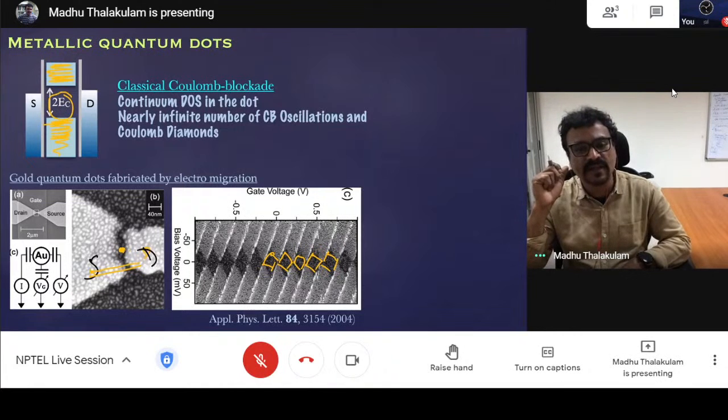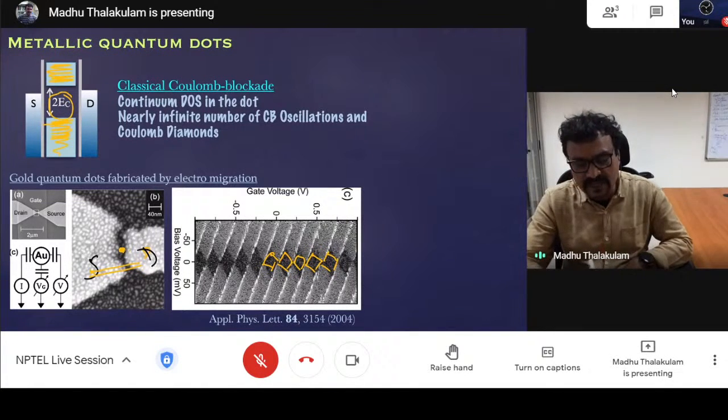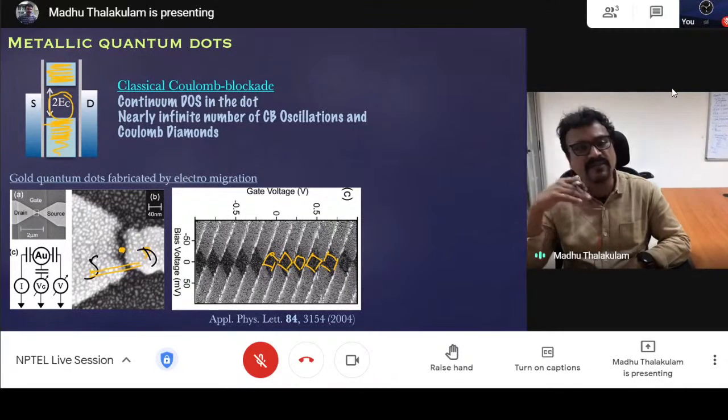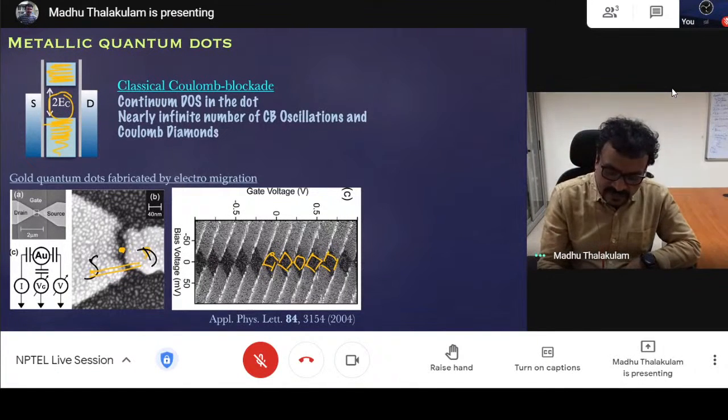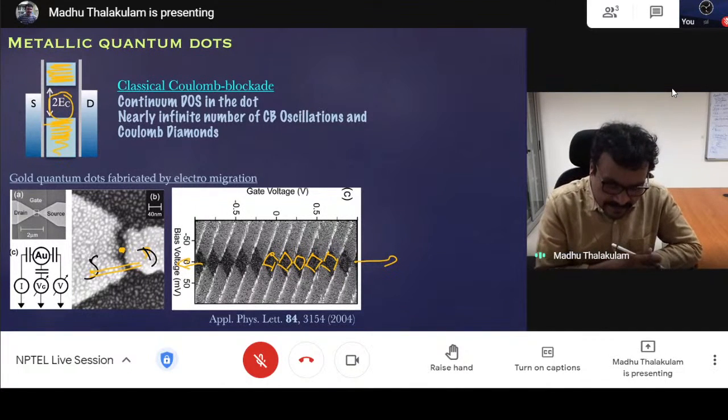Okay, and what that means is you will get an infinite number of Coulomb diamonds and you will get an infinite number of Coulomb blockade oscillations. So this will continue forever in both directions in this case.